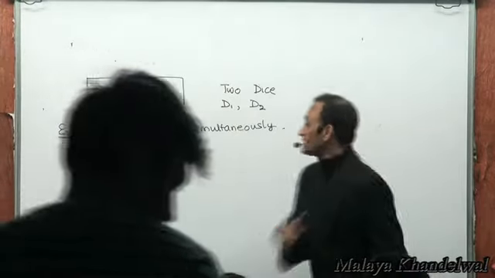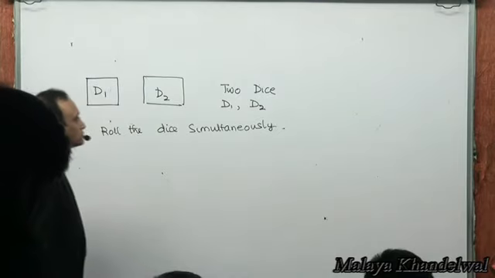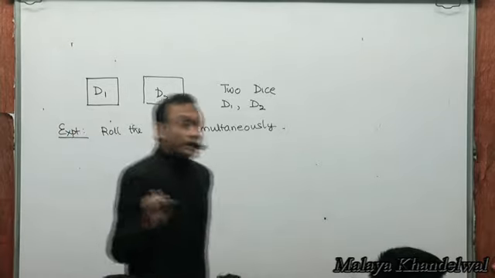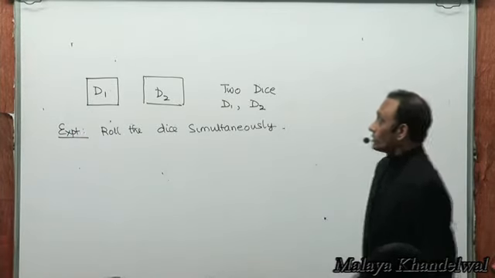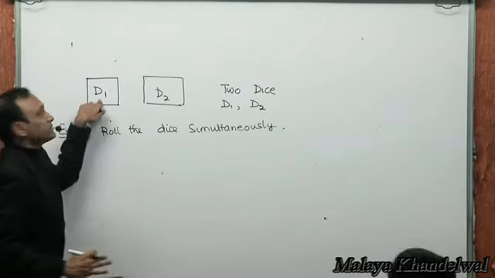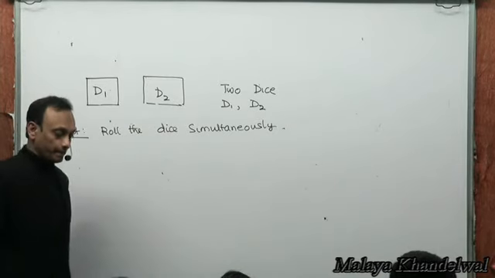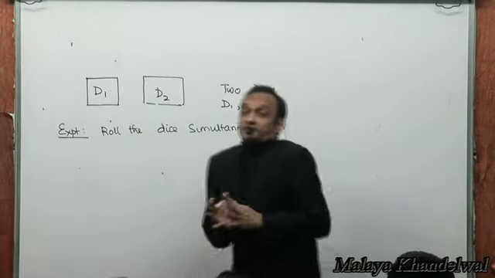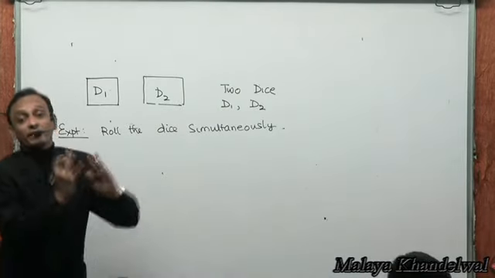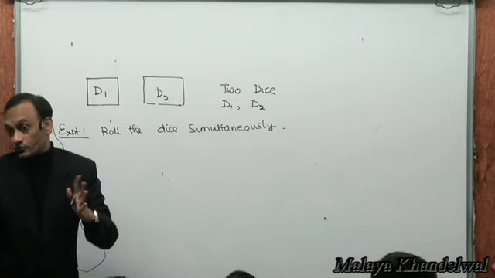Roll the dice simultaneously. And now, every time I roll the dice, there would be a number that D1 would show up on top, and a number that D2 would show up on top, right? Based on that, there could be very many events, very many outcomes of this rolling, right?